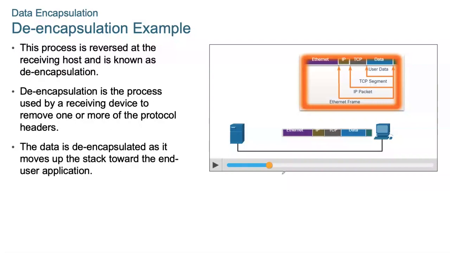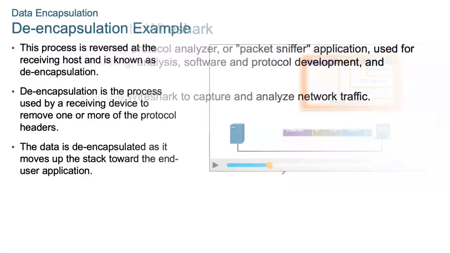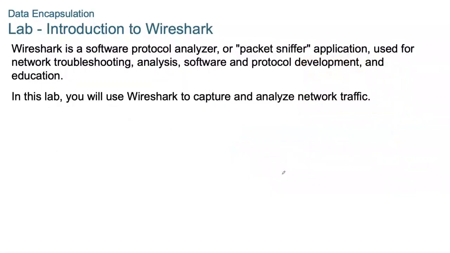Then you will see this in the lab. You will use Wireshark to analyze the traffic. It is a software protocol analyzer, and we also call it a packet sniffer application, which is used for network troubleshooting, analysis, software and protocol development, and education purposes. So you use Wireshark to capture and analyze the network traffic. There you can find the source address, the destination address, and the TCP header fields, right?